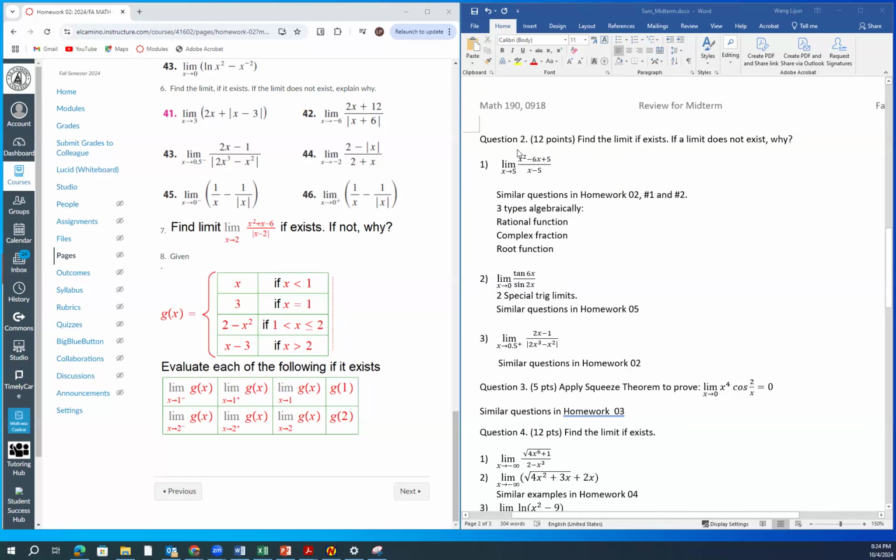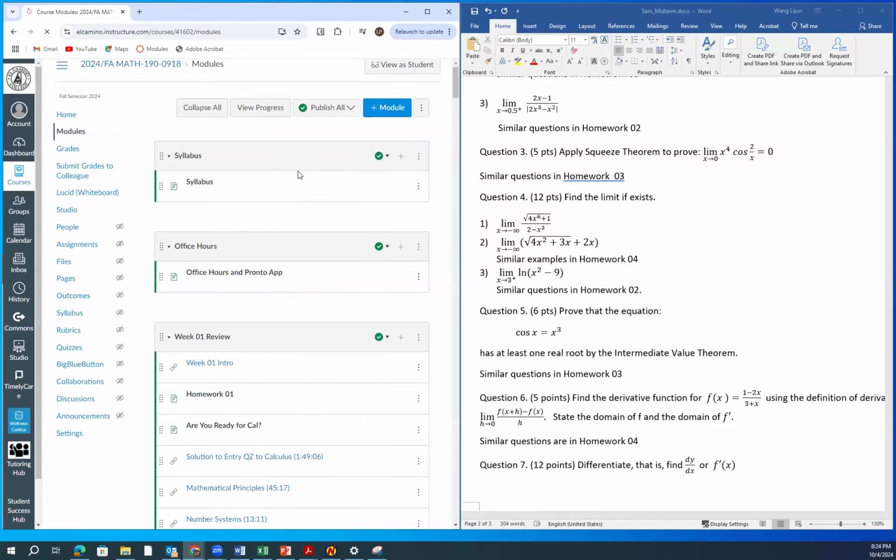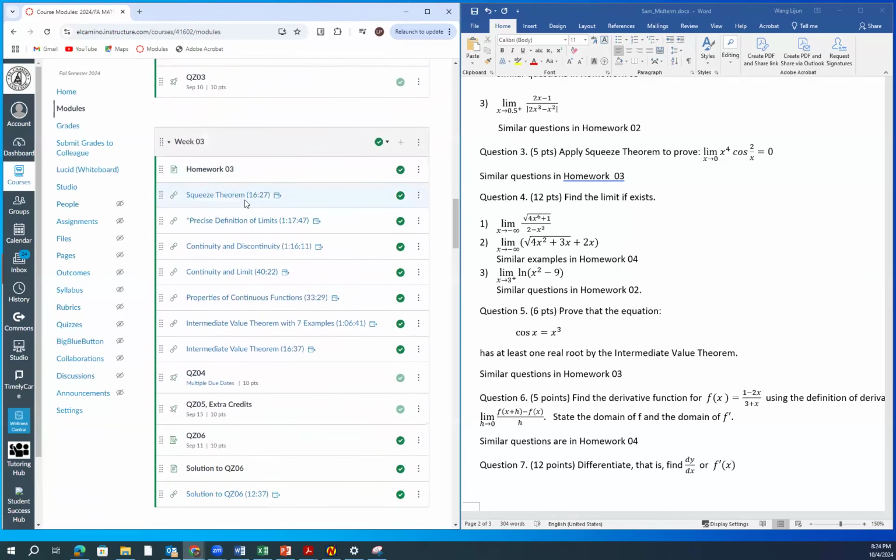So the limit types, 1, 2, 3. You can see each question represents a category of limits, right? They are covered at different times of the semester. The two special trig limits were covered a little bit later, but I brought them over here. The third topic would be the squeeze theorem. There are similar questions in homework number 3. So let's go through homework number 3.